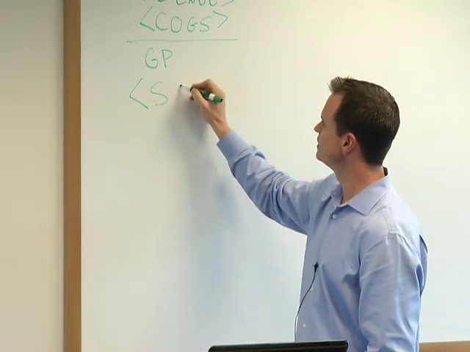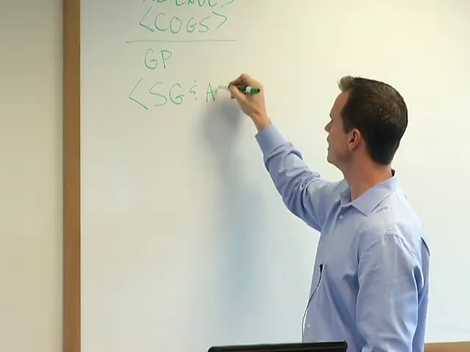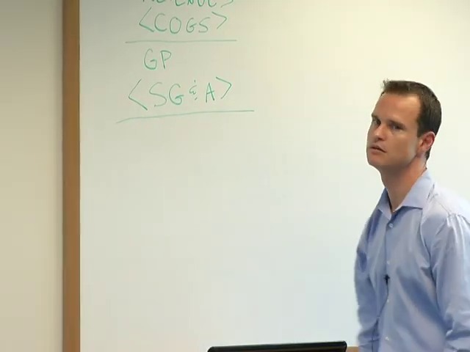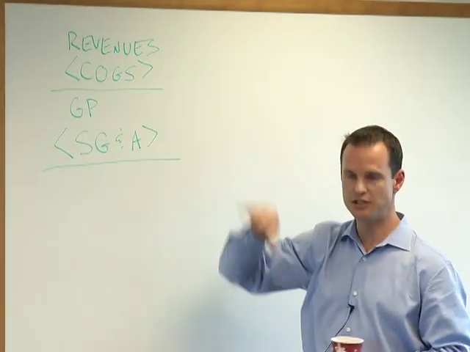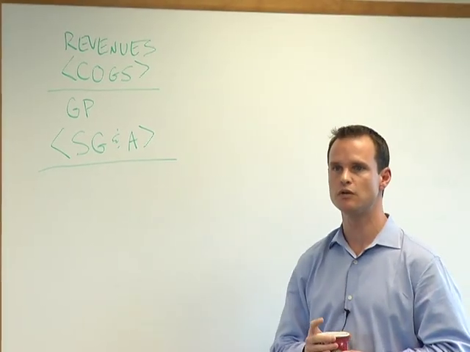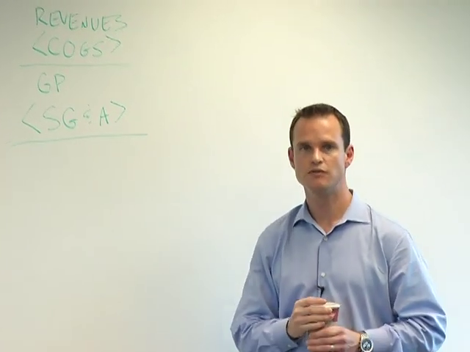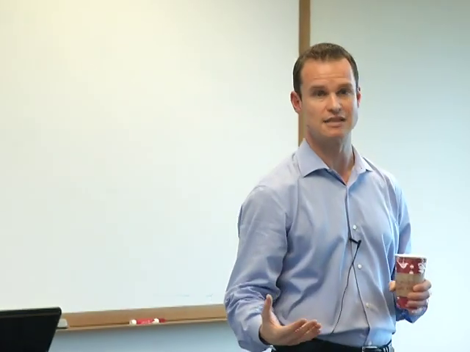From gross profit, we typically deduct something called SG&A. What's SG&A? Selling, general, and administrative expenses. All right. All those items that are not directly related to each individual pair of shoes that are sold, right, but items that are part of our cost structure nonetheless.